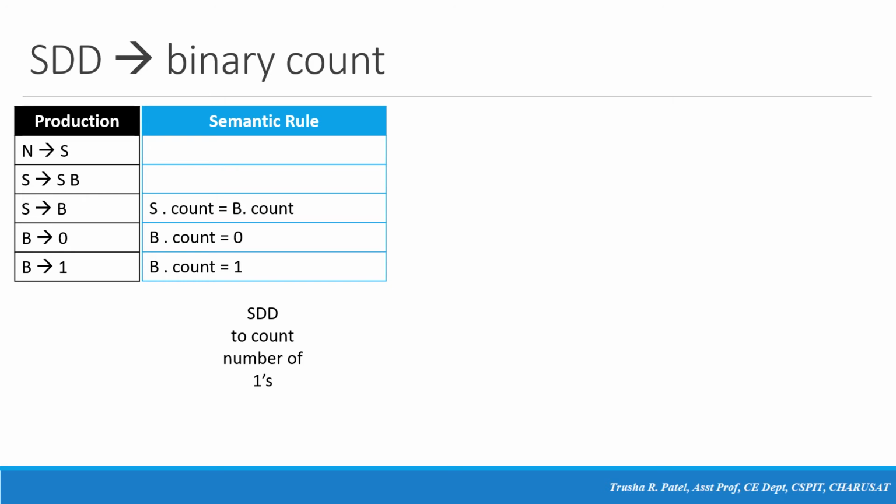Then whatever the count of the B will be transferred to the count of the sequence. Then the count of the sequence equals the previous count of the sequence plus the count of the bit. And finally, the count of the sequence will be transferred to the count of the number.